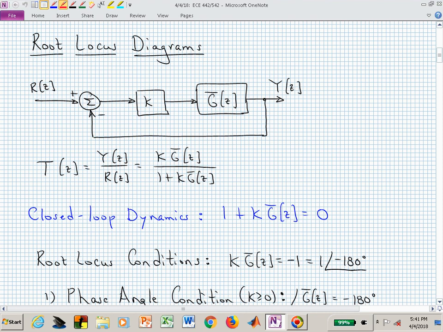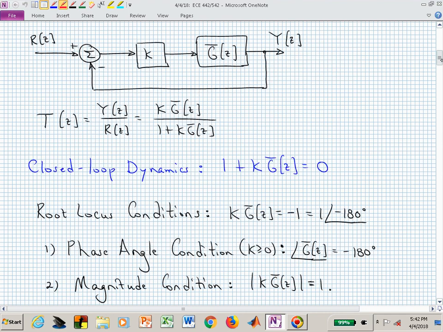Where again, G bar is not necessarily the G. It could contain some of the pole and zero factors from the controller. That's why I'm labeling it as G bar. But we should be comfortable now finding that closed loop transfer function, and once we have that closed loop transfer function, we know the dynamics of that system are now governed by 1 plus K G bar of Z, or the values of Z that cause that to vanish. Those are the poles in our closed loop transfer function, and they actually govern the dynamics of that closed loop system.